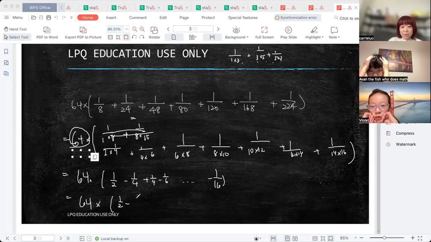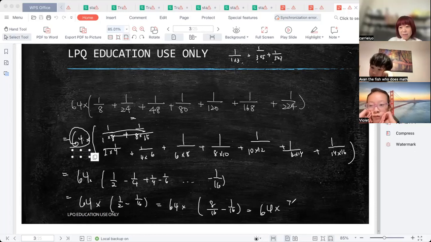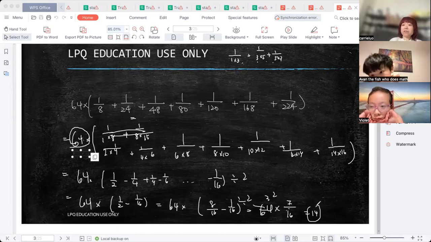So 64 times 1 over 2 minus 1 over 16 equals 64 times 8 over 16 minus 1 over 16 equals 64 times 7 over 16, oh sorry, divided by 2. Divided by 2, thank you. So 32 times 7 over 16. So the answer is 14. Violet, congratulations, you got it right.